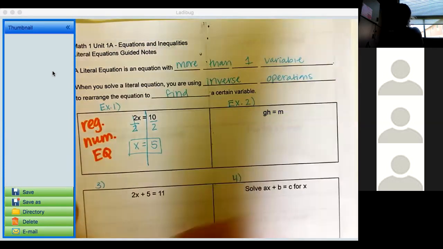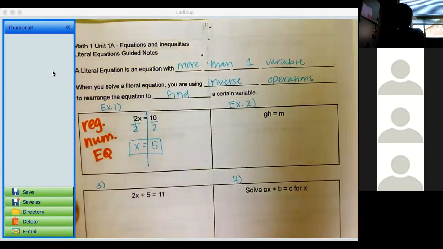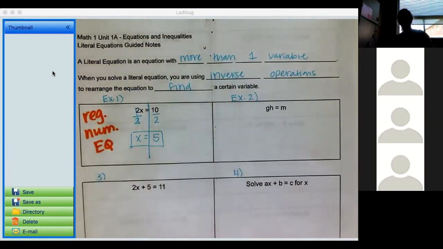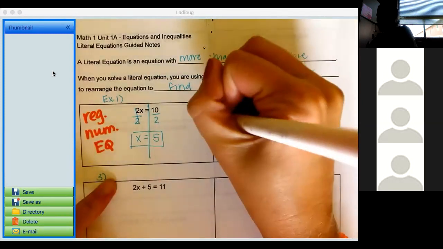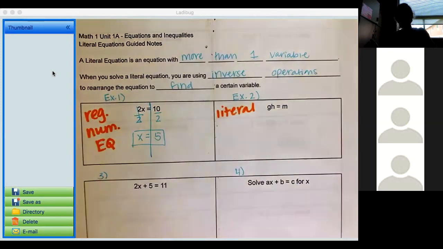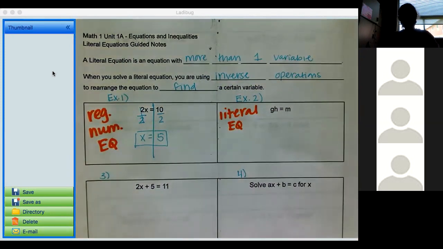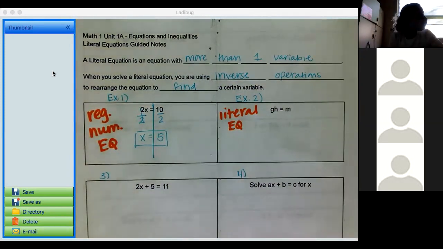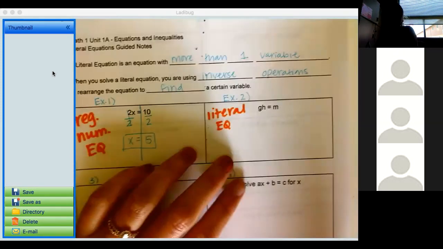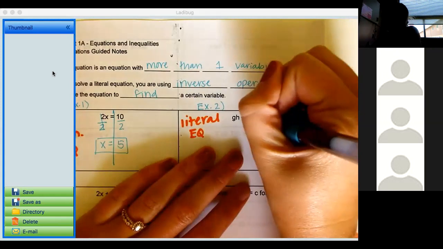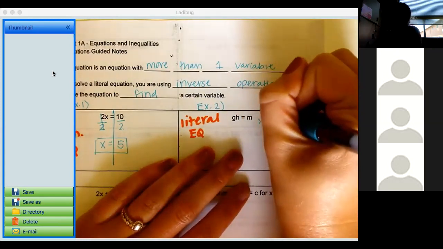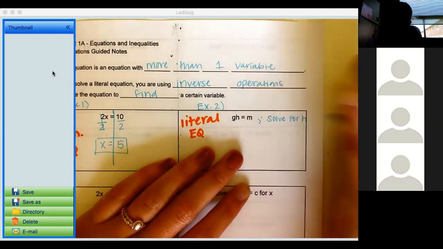What kind of equation do we have with example 2? Why is it literal, Kamari? It's got 3 variables. As long as it has more than one, that is a literal equation. Everybody with me? Thank you, Paul, for always answering. All right, so for this one, I'm asking you to solve for h.